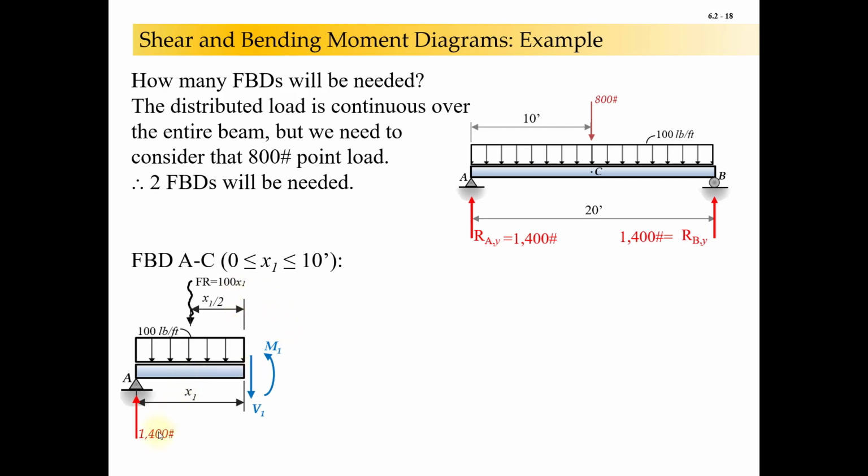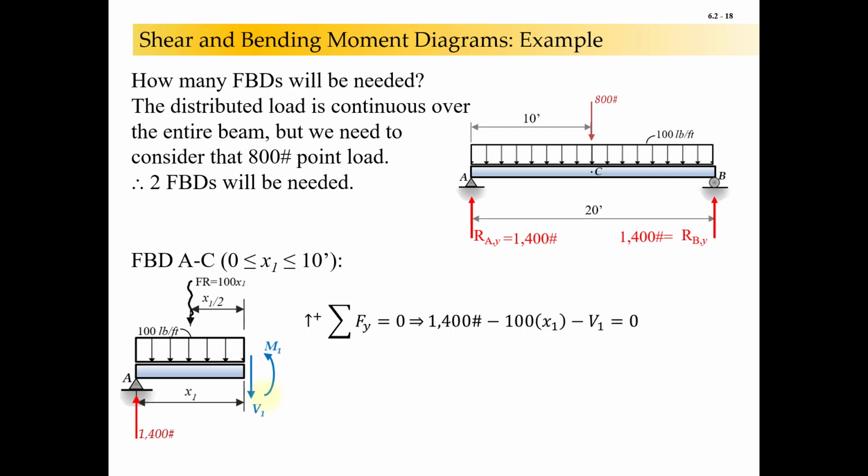So I've got here my free body, cut at some distance x1, whether x1 is like 1 foot or 9 feet, doesn't matter, right? Because this free body is valid for that. So I've got a 1,400-pound reaction. Here I have a 100 pounds per foot distributed load acting over x1 length. So the resultant is going to be 100x1. It's acting at a distance from the cut end at half of x1. And I draw my shear pointing down, my moment counterclockwise because the cut is on the right.